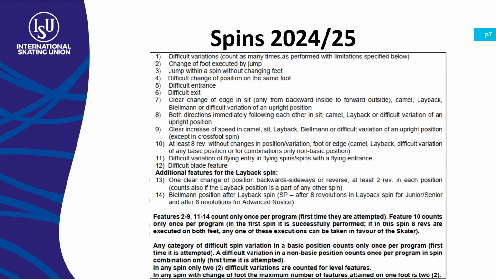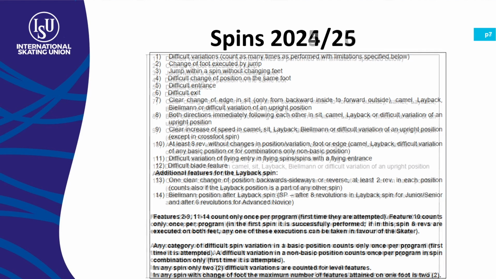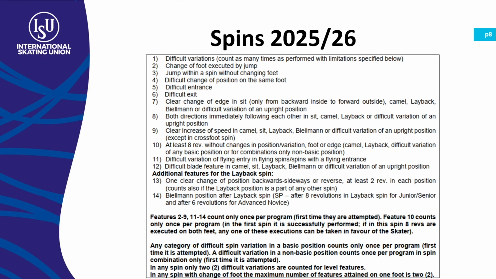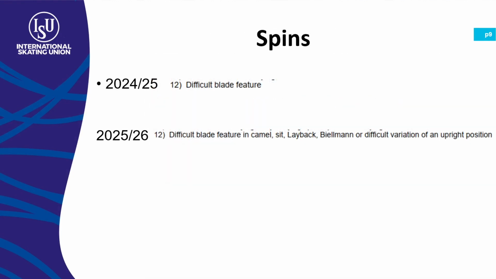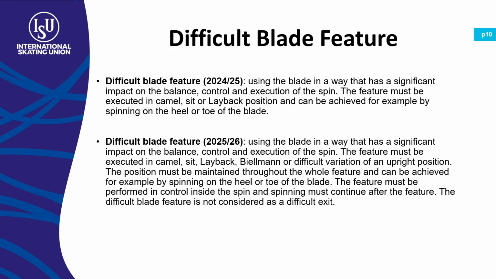Let's move on to the spins. Here are the requirements for the season 24-25 and here are the updated ones for the Olympic season, and we have only one change. Feature number 12. The old version has difficult blade feature, but the new version says difficult blade feature in camel, sit, layback, Biellmann, or difficult variation of an upright position. The feature must be performed in control inside the spin and spinning must continue after the feature. The difficult blade feature is not considered as a difficult exit.